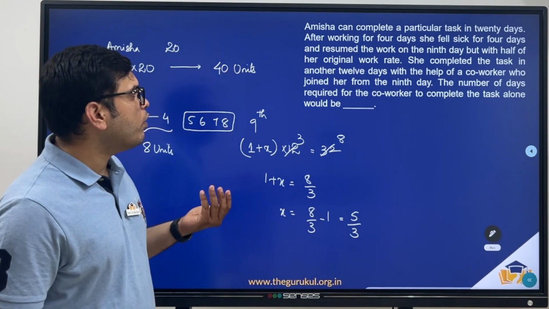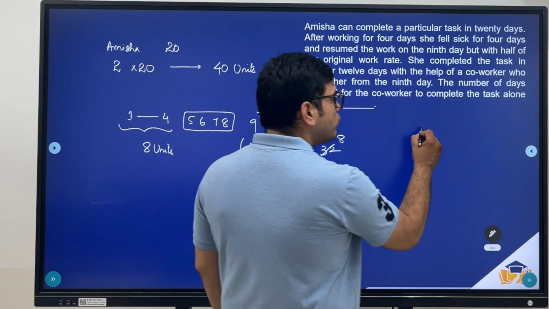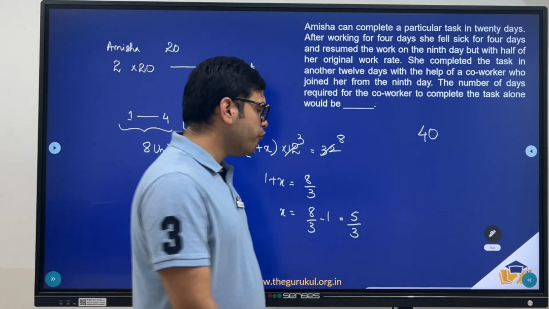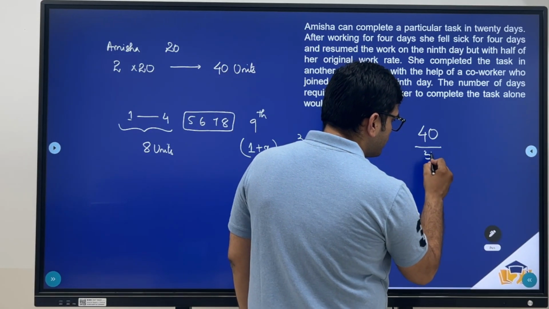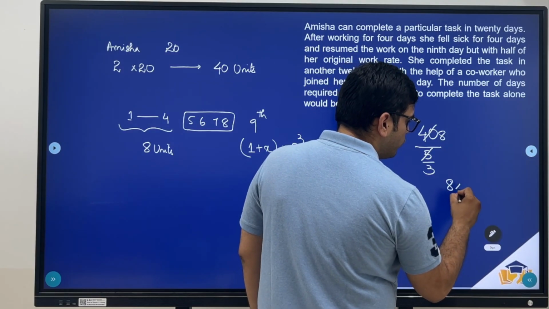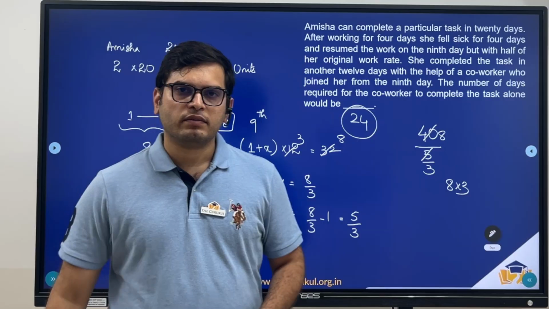Now what was the number of days required for the co-worker to complete the task alone? To complete the task alone, the co-worker should be completing 40 units of work. So 40 by her efficiency, 5 by 3. Now 5 8s are 40, so we have 8 into 3, 24 days should be the answer to this question.